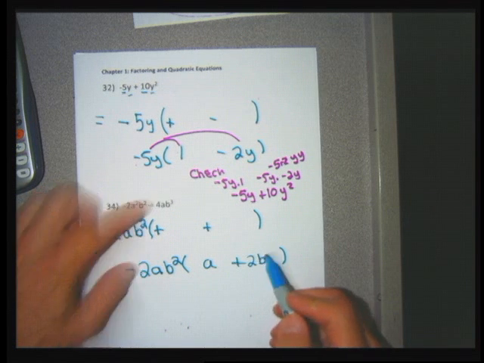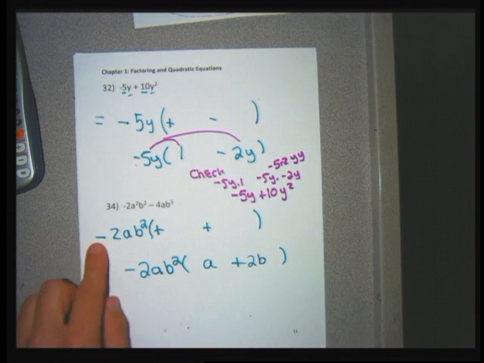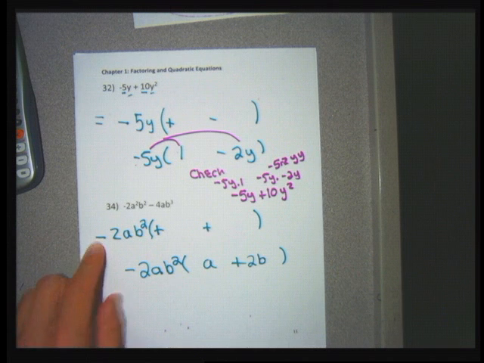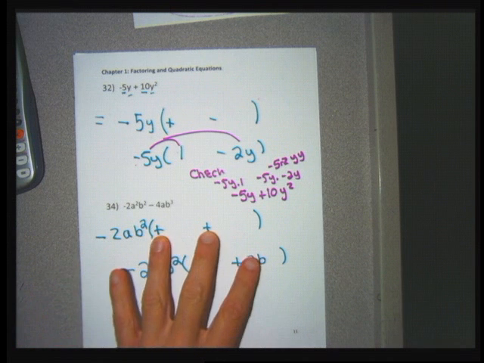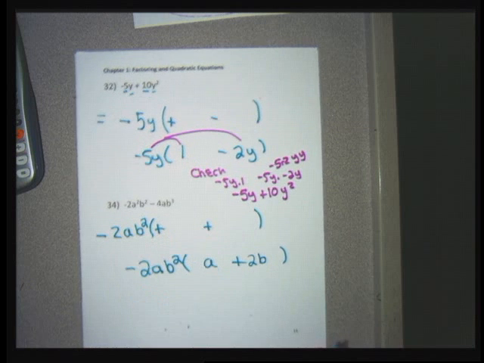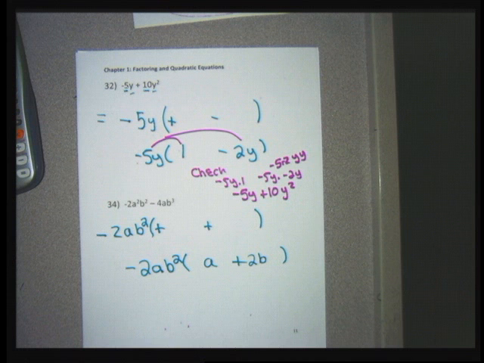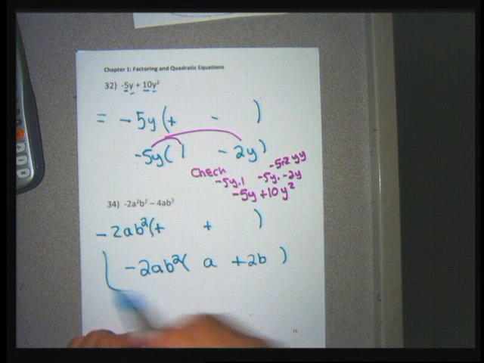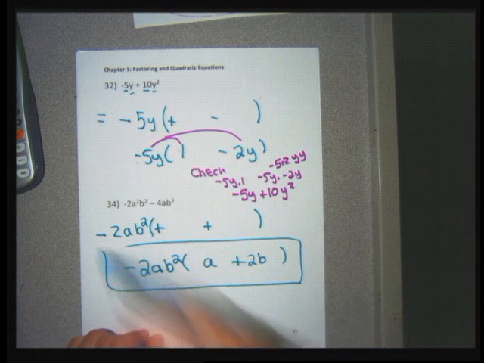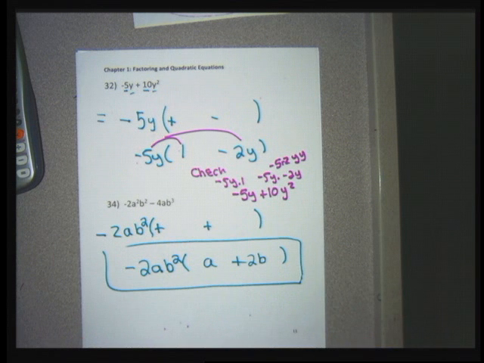So once I factor out a negative, I immediately go inside my parentheses and get the signs doctored up, and then I don't worry about the signs when I'm figuring out the terms that need to go on either side of the signs. So this would be the best answer for 34. So negative 2ab squared times a plus 2b would be a perfect answer.